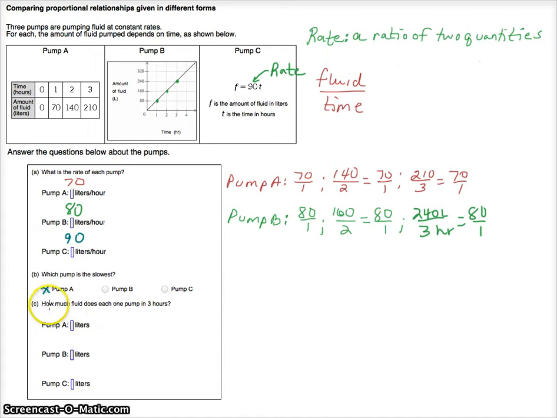And now, the final question: how much fluid does each pump pump in 3 hours? Pump A wants to know how many liters for 3 hours. Well, that's right here. It's going to be 210. The information's already given to you. Pump B, how many liters after 3 hours? That one's right here also. 3 hours, 240 liters.